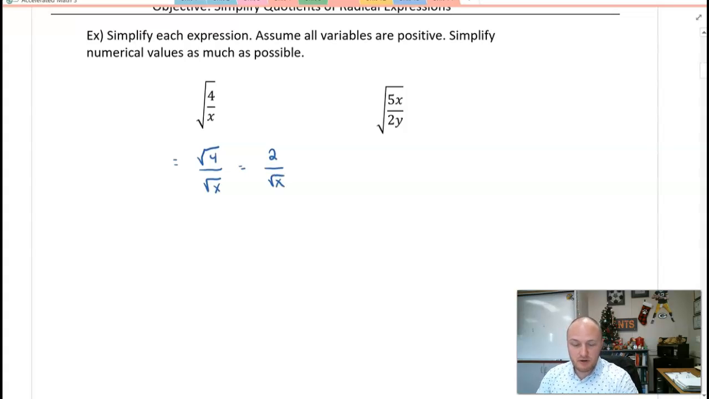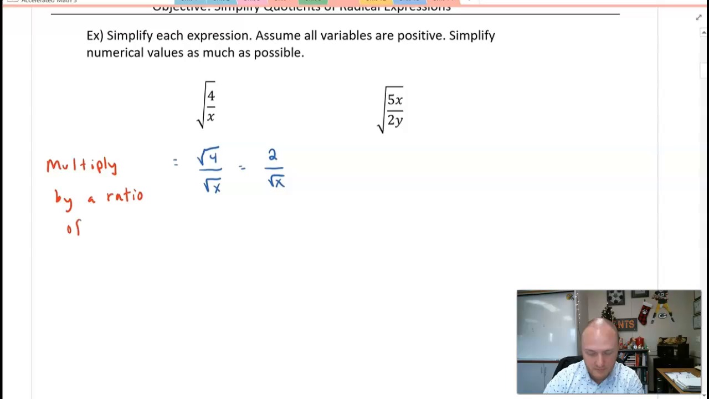Okay, so here's where we're going to multiply by a ratio of 1. And I would write this down in your notes. Multiply by a ratio of 1, right? Because if I multiply something times 1, it's itself. I'm not really changing it, right? But I'm going to be kind of tricky here. I'm going to multiply by the square root of x over the square root of x. So you agree that the square root of x over the square root of x is 1, right? Anything divided by itself is 1. Okay, but I'm doing this for a reason.